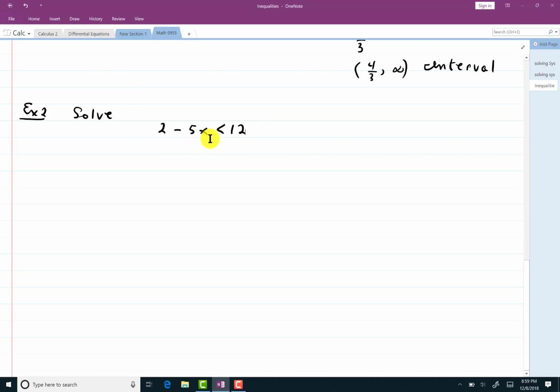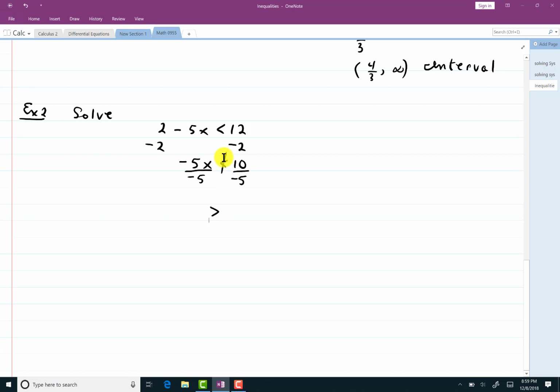Two minus 5x is less than 12. So I'll set about solving it like an equation as per usual, and I'll get negative 5x is less than 10. Now to get x by itself, this time I'm going to divide by negative 5. That means if you divide by a negative number, you have to turn this inequality symbol around, like so.